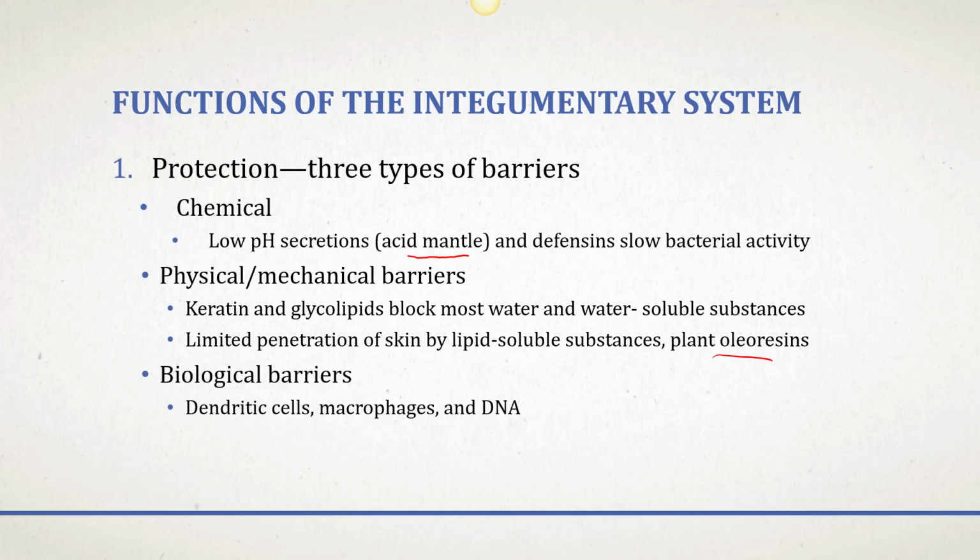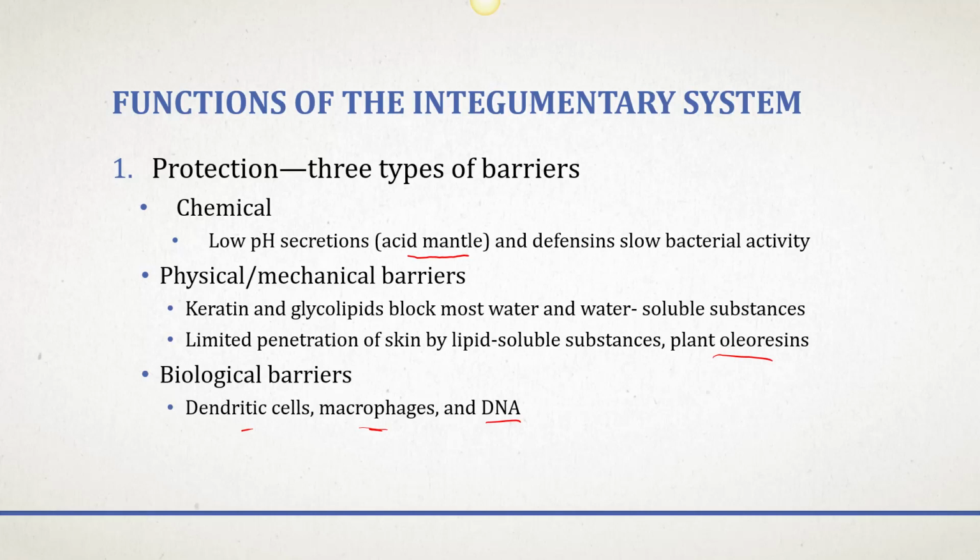Biological barrier. Dendritic cells, macrophages, and DNA in and of itself serves as a biological barrier. So the dendritic cells and macrophages are going to eat pathogens as they try to enter in through the skin. Macrophages are the reason why our tattoos stay in place. So when you get tattoos, they inject a dye into the dermis layer of the skin, and localized macrophages are going to eat that dye.